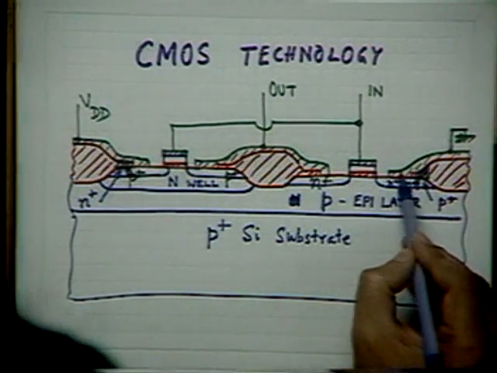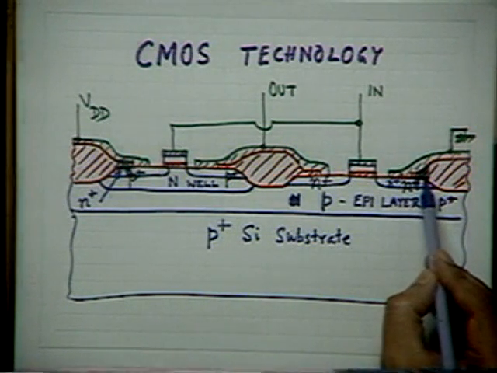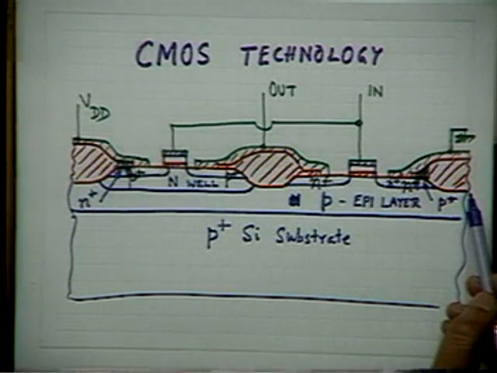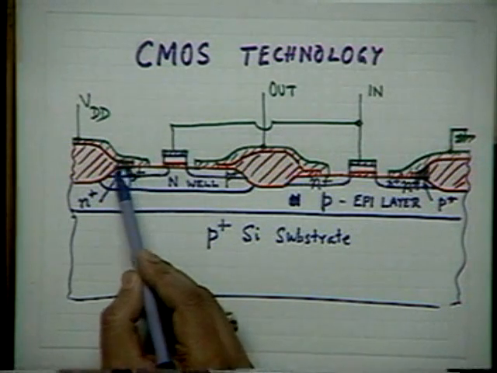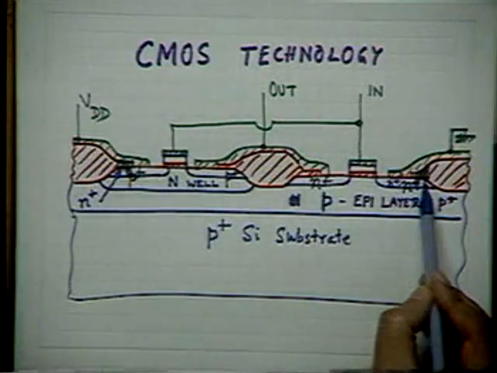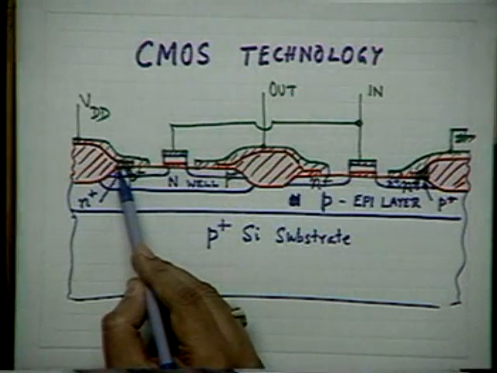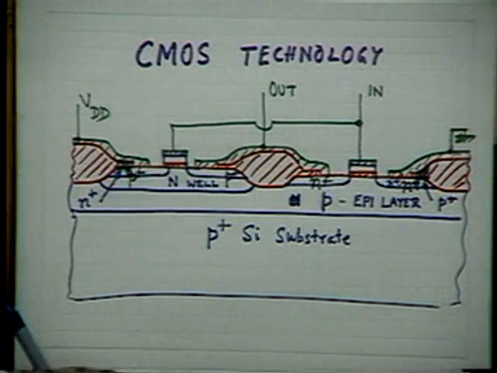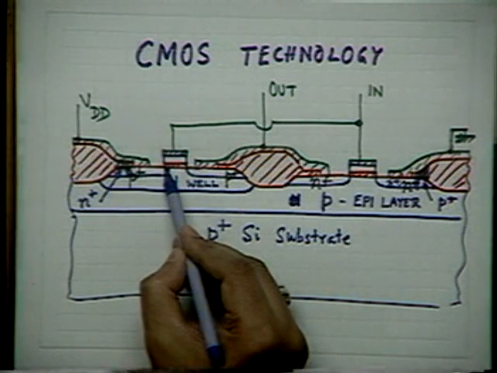So please see the source and substrate shorted. Have you seen it properly? The source and substrate are shorted for the NMOS, and the source and N-well shorted for the PMOS. Please see it carefully. The source and substrate are shorted for the NMOS, which is built on the P-type epi layer, whereas the source and N-well are shorted for the PMOS. I have drawn it like this.